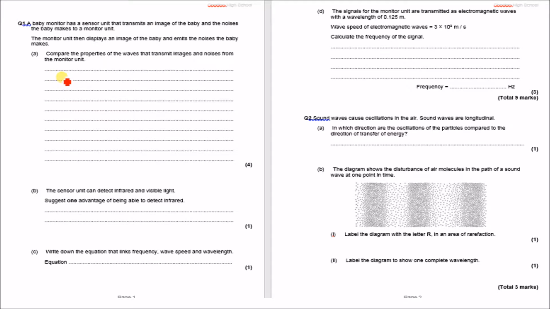So this question is about a baby monitor that has a sensor unit that transmits an image of the baby and the noises the baby makes to a monitor unit. The monitor unit then displays an image of the baby and emits the noise the baby makes. Compare the properties of the waves that transmit images and noises from the monitor unit.